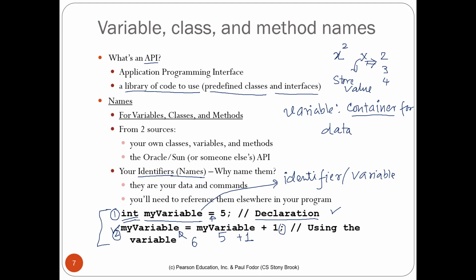But the main thing that we want to communicate to you in this slide is that you created a variable, which in general terms is called an identifier. You use the identifier my variable, which is the name of the variable that you created, and you assign a value of 5 to that.